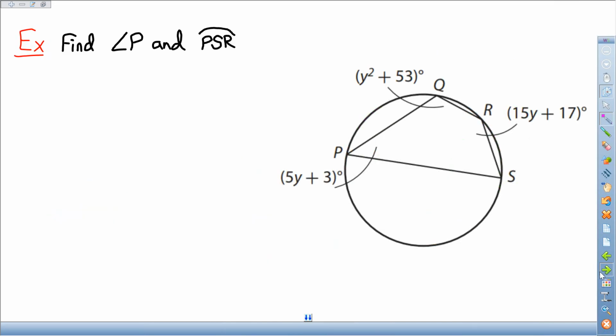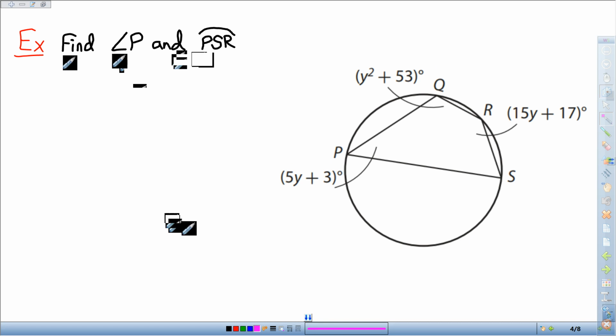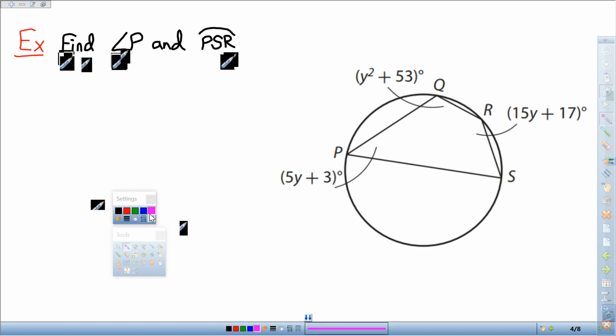Okay, cool. Let's keep going. All right, this one's throwing in weirder values. Don't overcomplicate it, or be afraid of it. Go ahead and just copy this and we'll find a couple measures together. This is asking us to find angle P and arc PSR. Let's start with angle P.